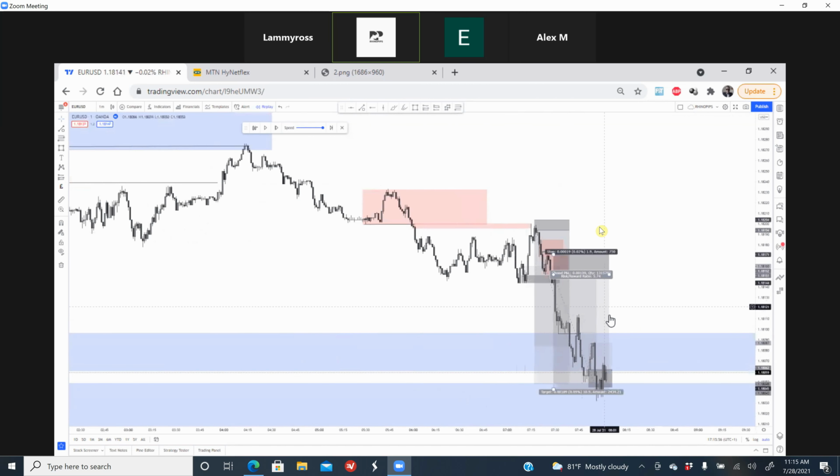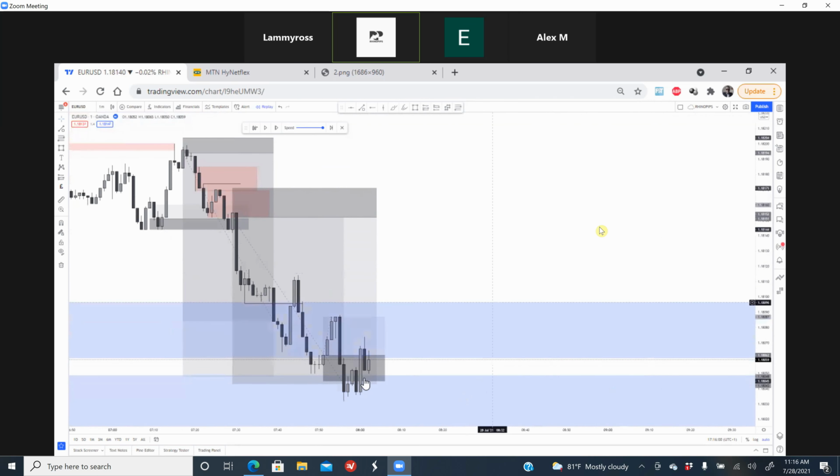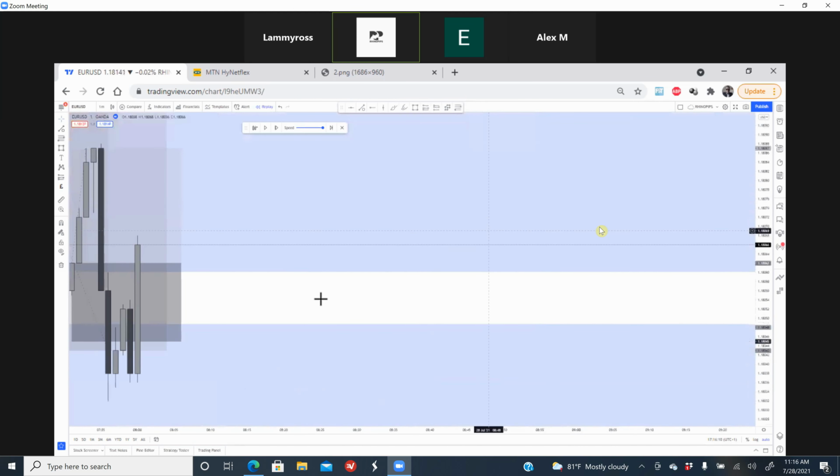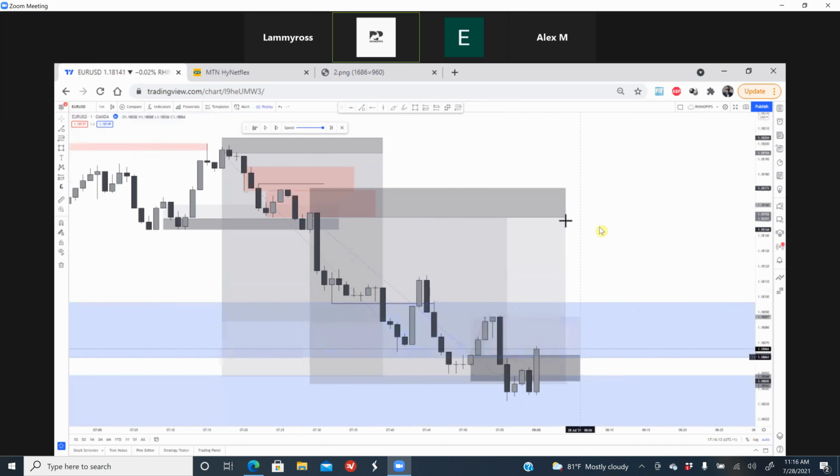And what happened after? Price mitigated it, and what? Then we can buy from this level, because it's not going to be that fast when we are. Once I see this, the next thing I can see on the chart is what? I have that candle right there.